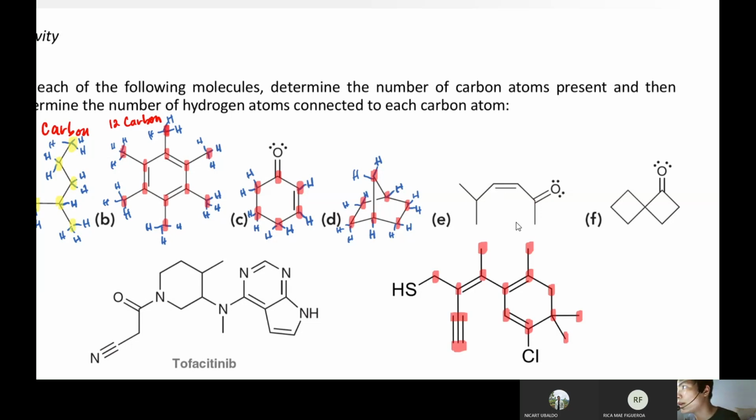Siguro, I will give you time for letter EF, tofacitinib, and this molecule, no? I-draw nyo sila. Kaya, screenshot nyo na lang, no? Tapos, bilangin nyo na lang yung hydrogens and carbons. Sige. So, siguro I will give you quite some time kasi para ma-experience nyo yung pag-drawing ng mga ganyan. Kaya pwede nyo yung screenshot. No? Sige. So, 10 minutes, para 5 minutes, 7 minutes. Basta let me know na lang. No? Chat nyo na lang kapag okay na.